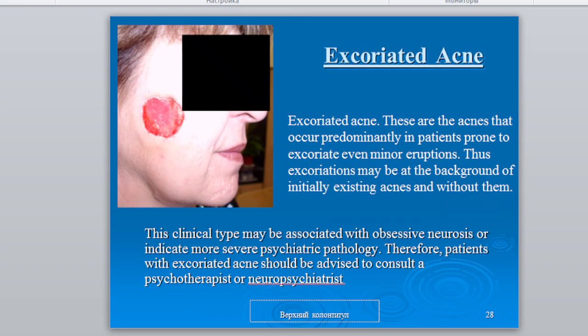Next, excoriated acne. These are the acnes that occur predominantly in patients prone to excoriate even minor eruptions. Thus, excoriations may be on the background of initially existing acnes and without them. This clinical type may be associated with obsessive neurosis or indicate more severe psychiatric pathology. Therefore, patients with excoriated acne should be advised to consult a psychotherapist or neuropsychiatrist.